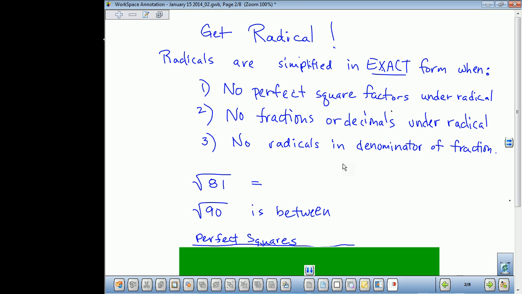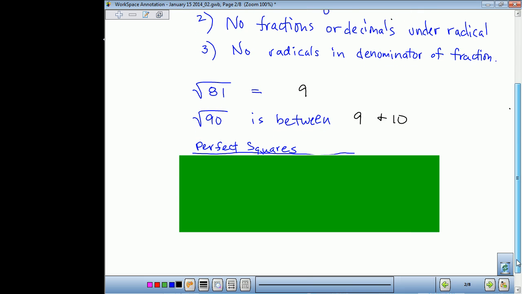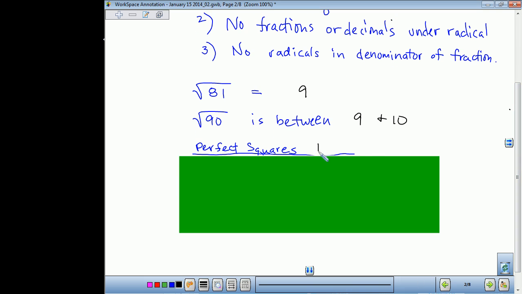Now, the first two are things that you did last year when you did radicals. The ones that were perfect squares, you went ahead and took the square root of. So what's the square root of 81? 9. And your teacher may have asked you, the square root of 90 is between what two numbers? 9 and 10. Okay? So this is what you've already done. And you also know your perfect squares 1 to 25. We had to learn those in our summer work.